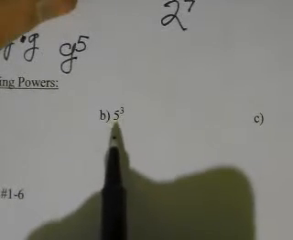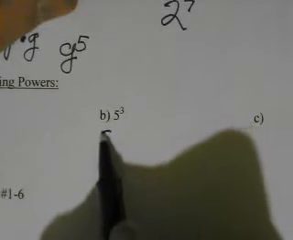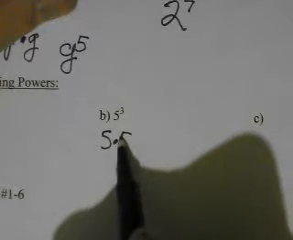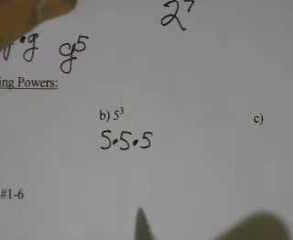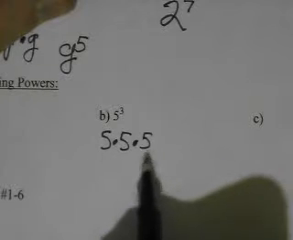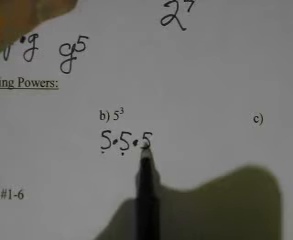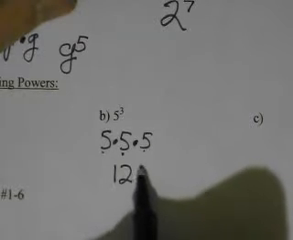What about 5 to the 3rd? That means there's 5 times itself 3 times: 5 times 5 times 5. If we multiply this all out, 5 times 5 is 25, times 5 is 125.